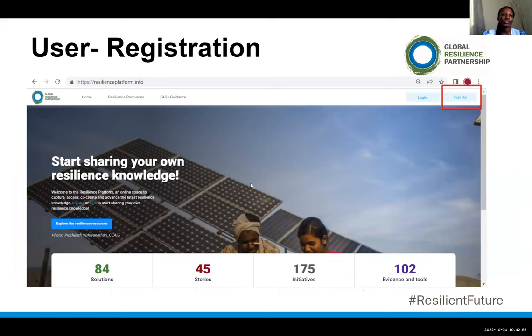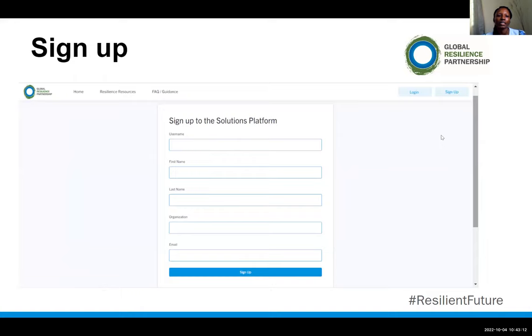Okay, so how do we sign up? How do you register? So first of all, you come to the homepage of the Resilience Platform, and then you'd see a button on the top right corner of your screen, which is the sign up button. So you click that, and then you'll be directed to this page where you can enter your details. So you have to enter your username, your first name, your last name, your organization's name, and then your email address. And then you click the sign up button, after which you'll receive an email, which would give you further instructions on how you can verify your account.